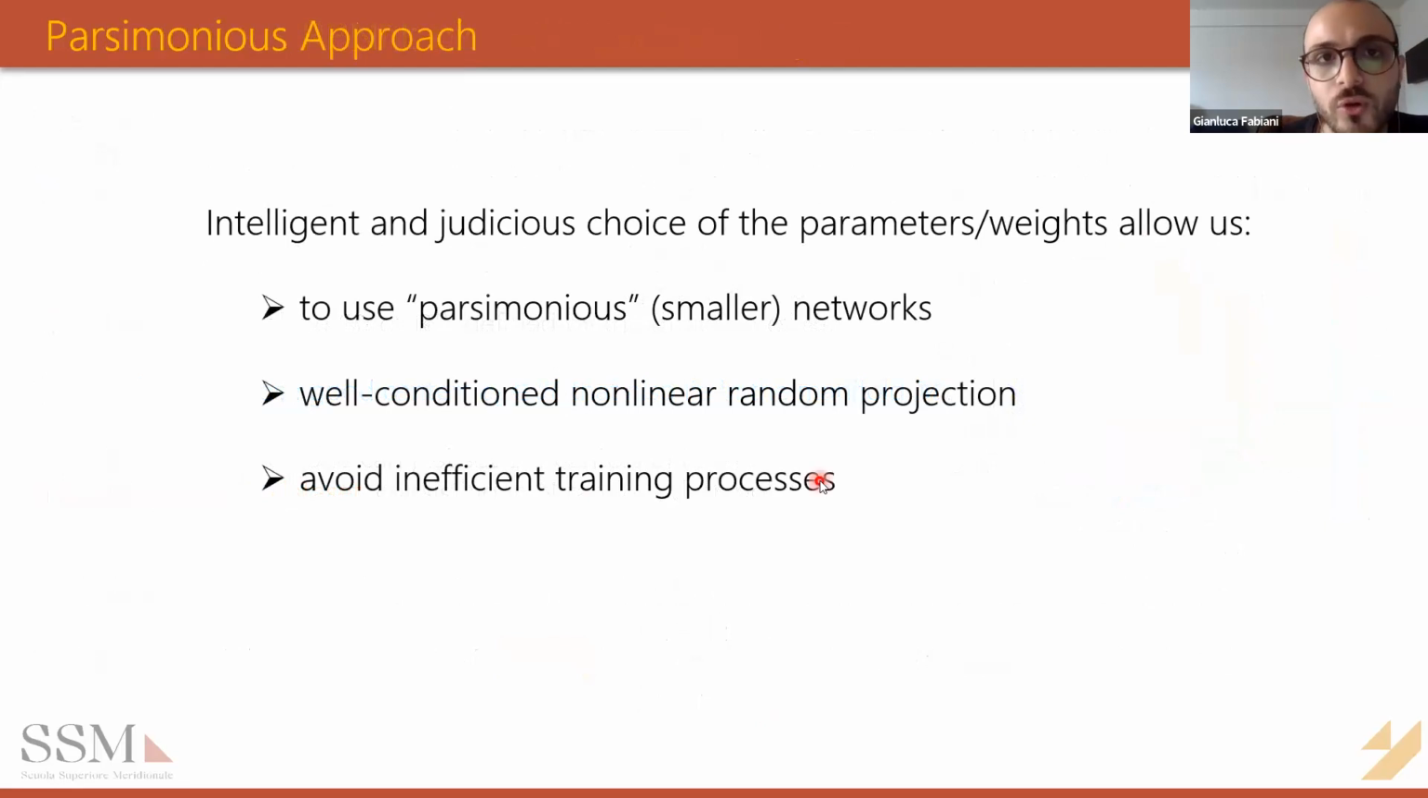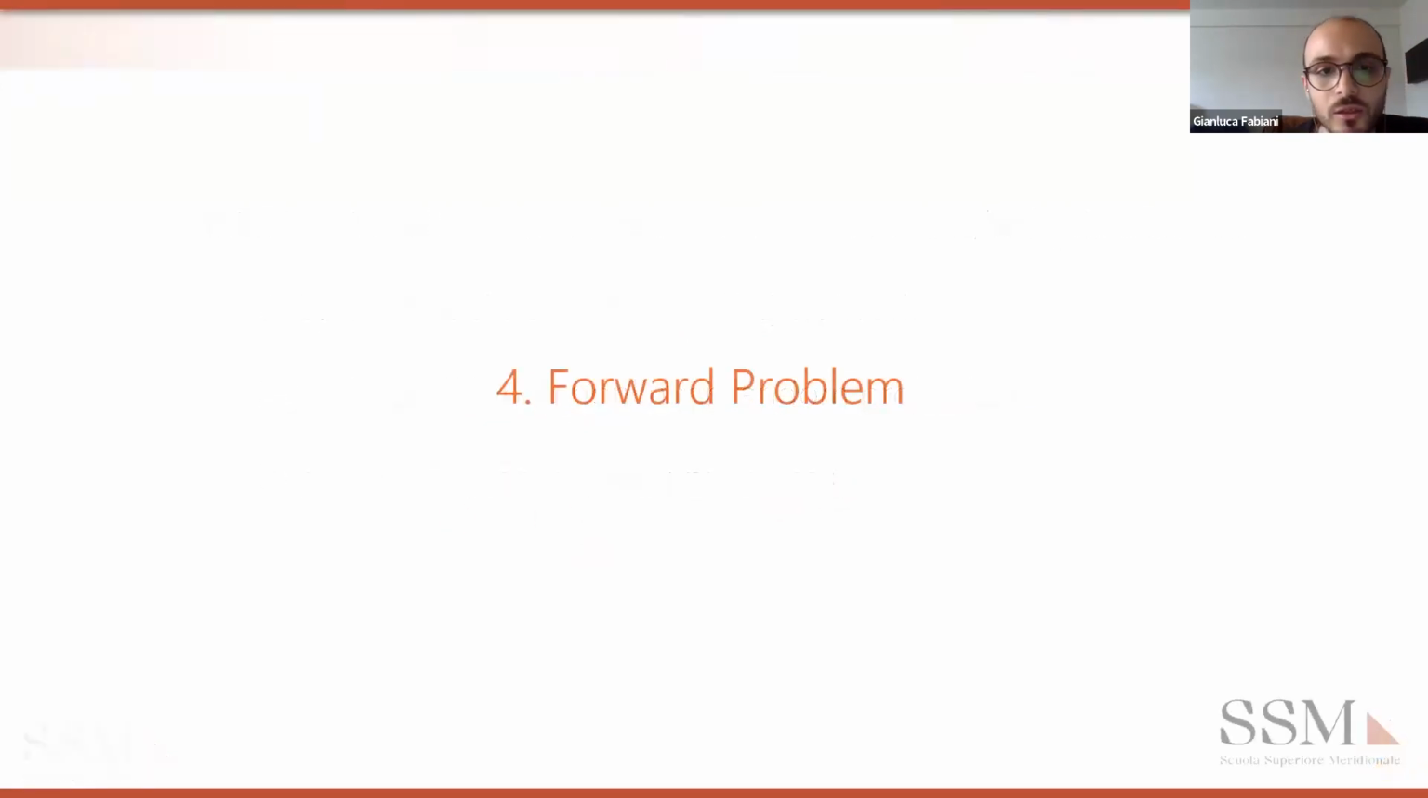So what I'm showing is that in principle, we need an intelligent choice of these parameters so that we can construct a smaller network, and also we can get a well-conditioned nonlinear random projection. In this way, the goal is to avoid inefficient training processes. So let's see how we can solve for what problem.